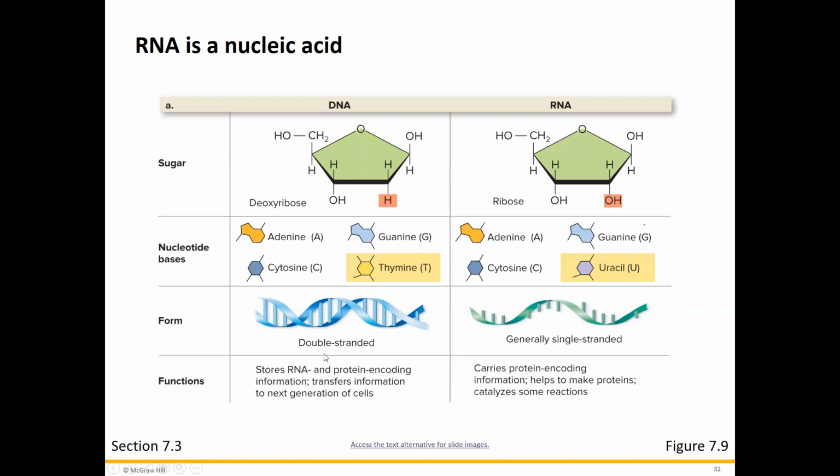Here, your book has a really nice side-by-side comparison of DNA and RNA, so that you can look at that and see the RNA is single-stranded, the DNA is double-stranded. You can see the nitrogen bases, uracil and thymine, are not the same. And the sugars: DNA uses deoxyribose, RNA uses ribose.